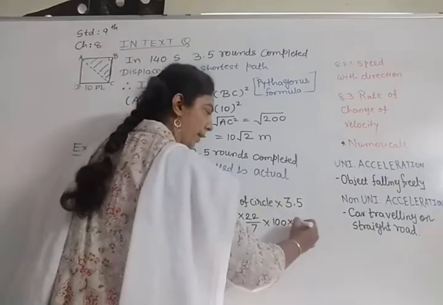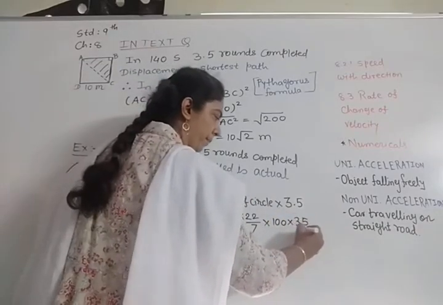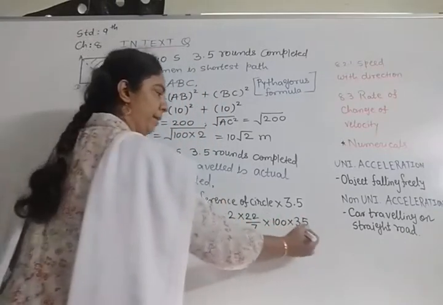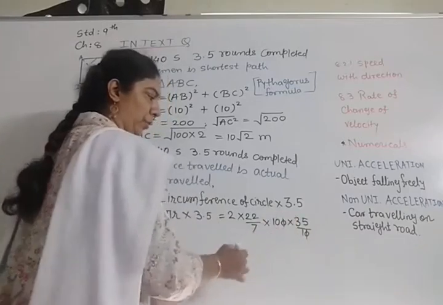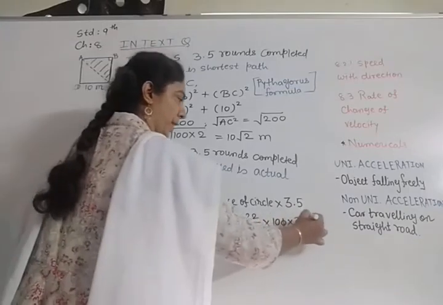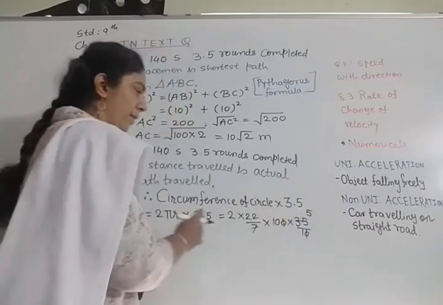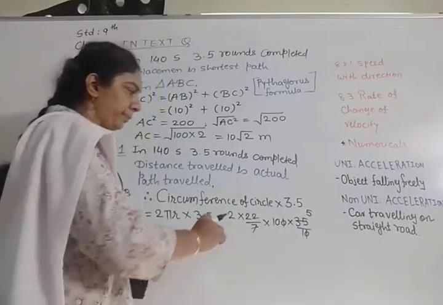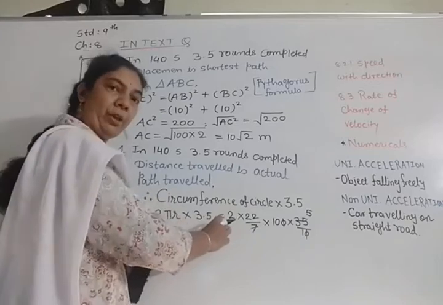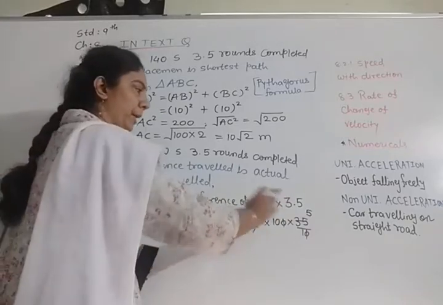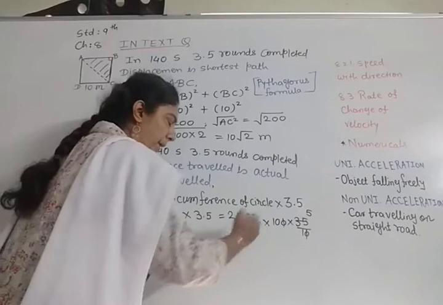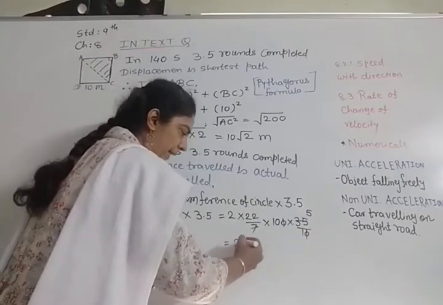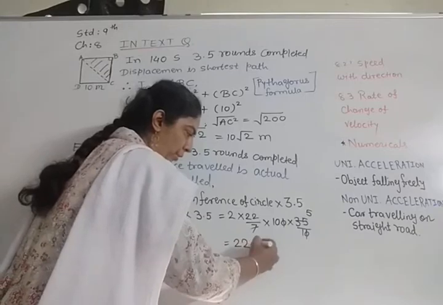So I can write 35 by 10 if I am removing the decimal point. Then I can cancel this 0. 7 5s are 35. Now I don't have anything in the denominator, so I just have to multiply. 22 2s are 44. 44 multiplied by 5 and multiplied by 10, I will get the answer 2200 meter.